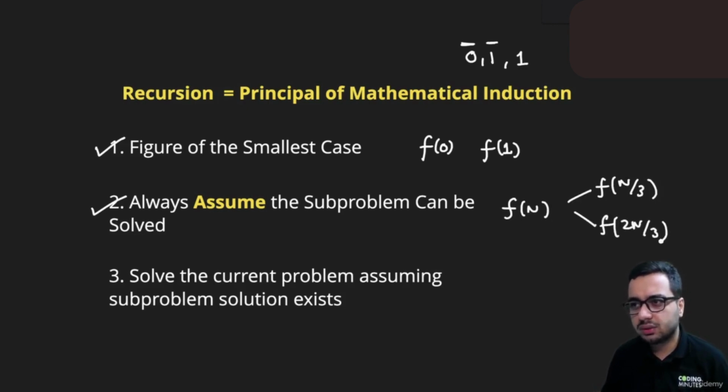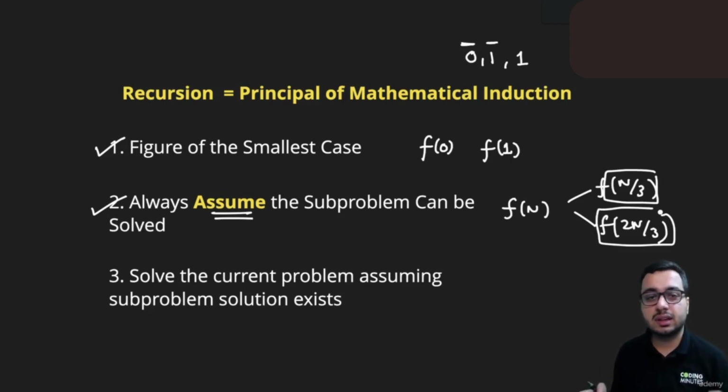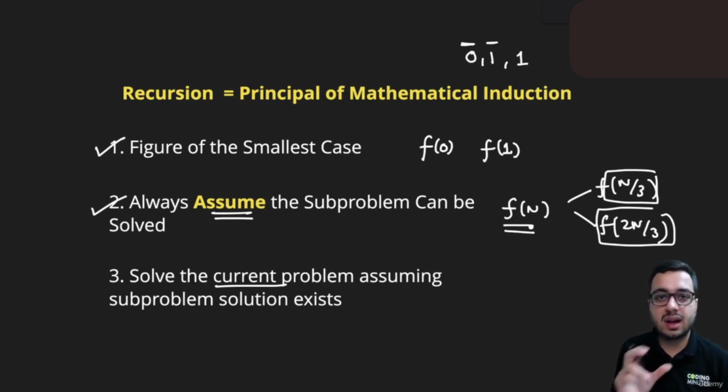So what you need to assume is that the sub problem can be solved. You have to assume that these two sub problems will be solved recursively. Using this assumption, you have to write a recurrence for f of n. How can I combine the solutions of the smaller sub problems to get the answer for f of n?